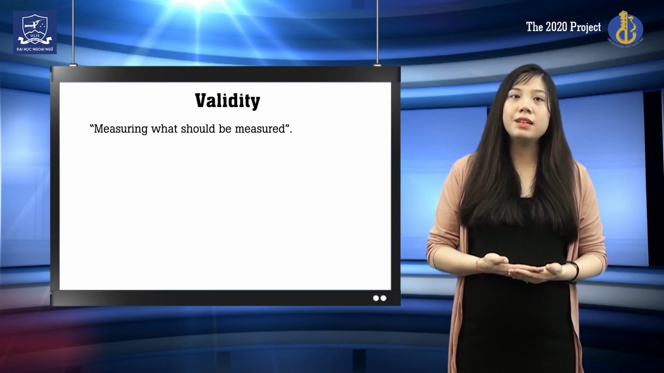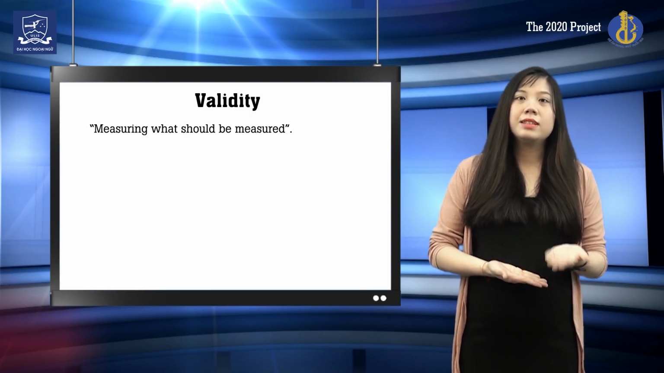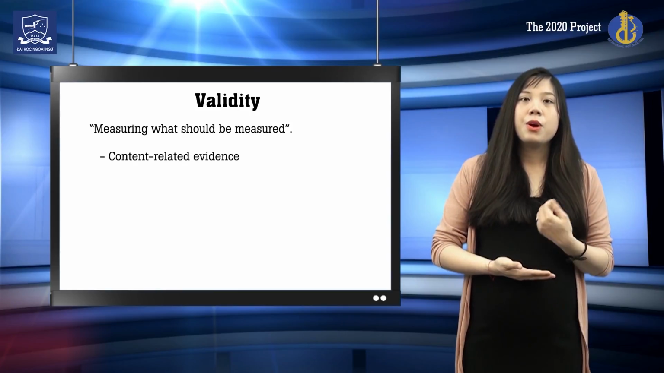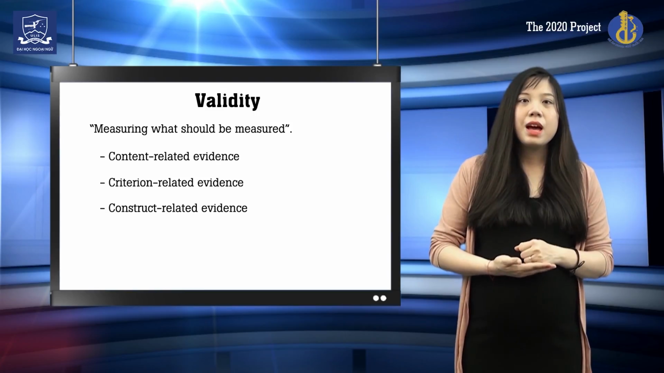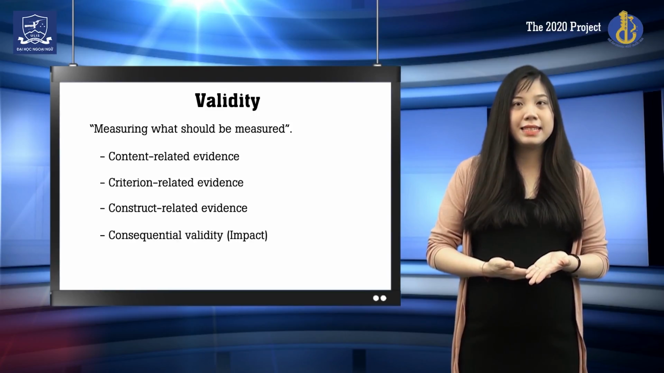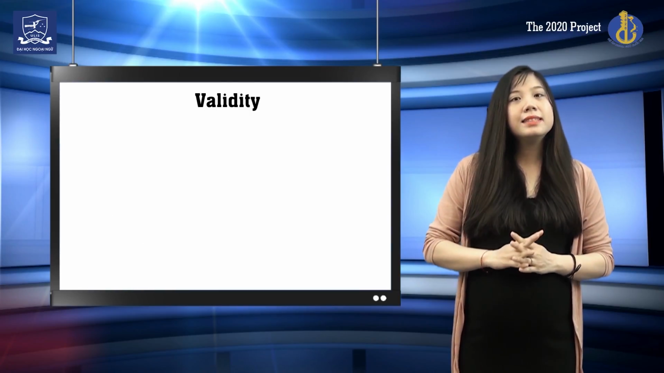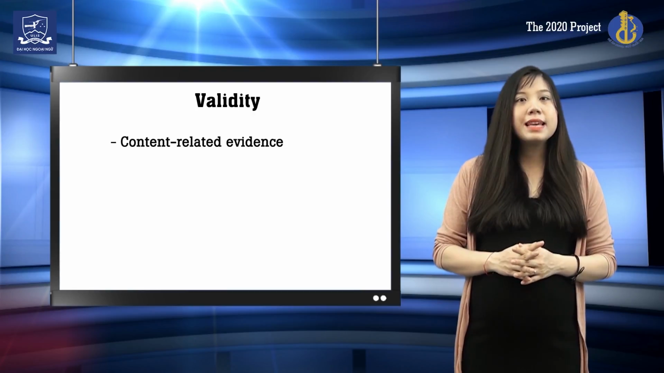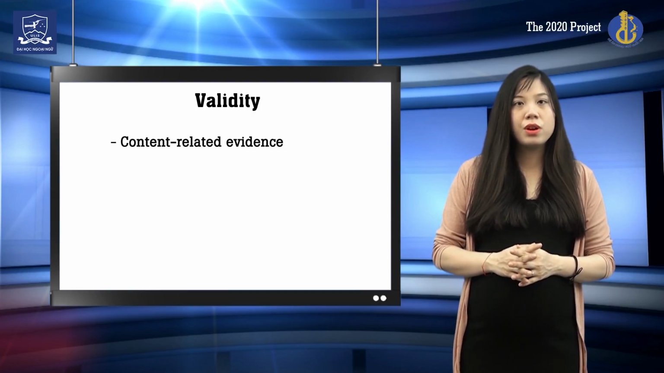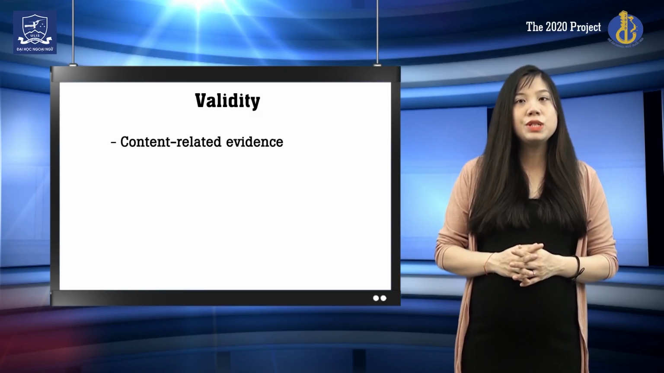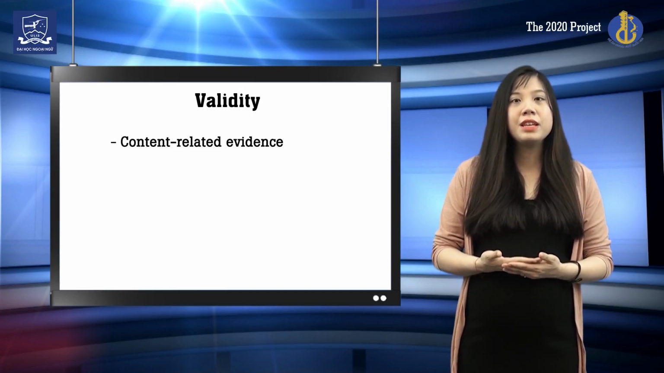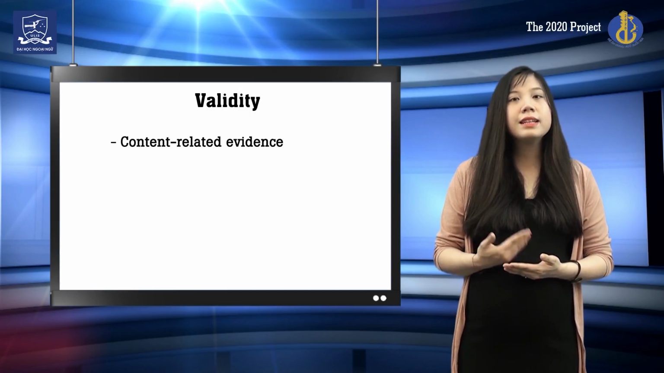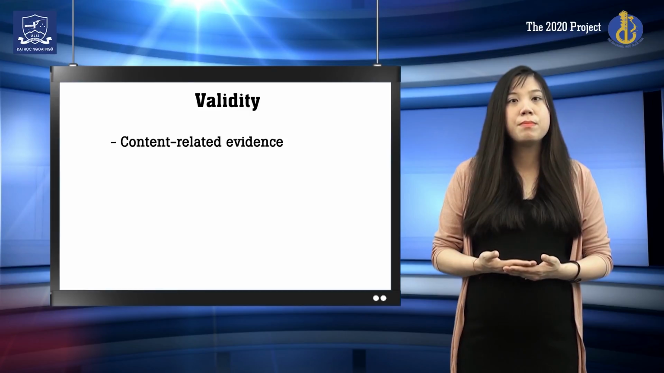We now look at 5 types of evidence below: content-related evidence, criterion-related evidence, construct-related evidence, consequential or impact validity, and finally, face validity. Content-related evidence represents the whole material taught before so that the student can draw conclusions from the materials. You can usually identify content-related evidence observationally if you can clearly define the achievement that you are measuring.